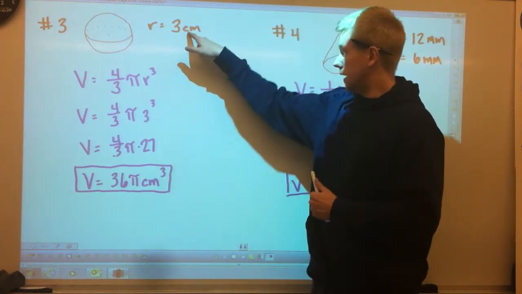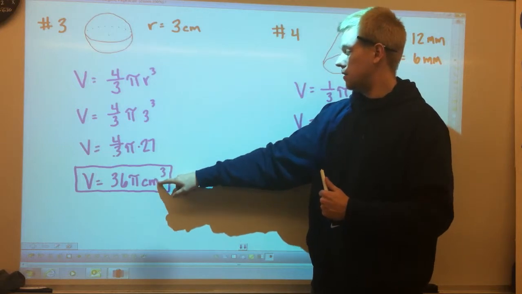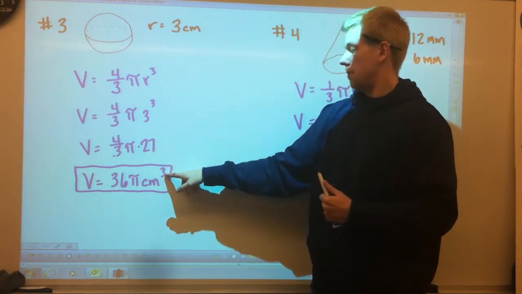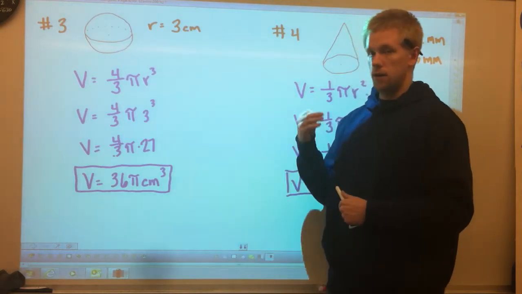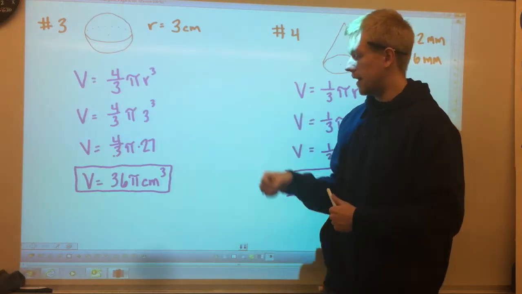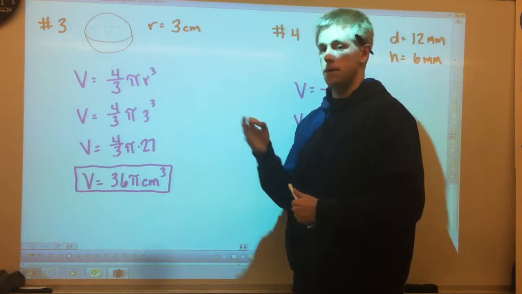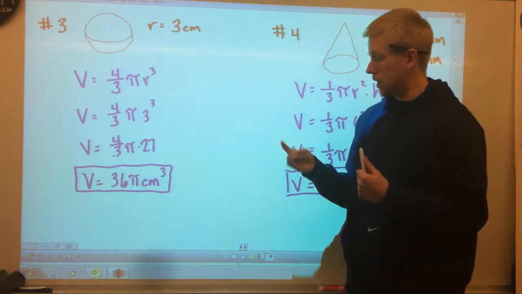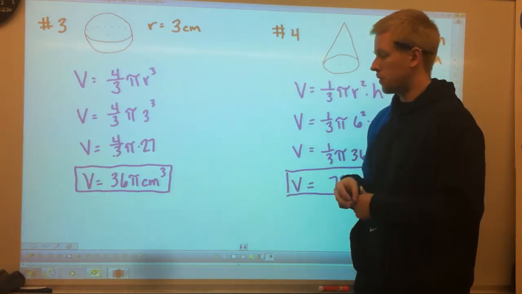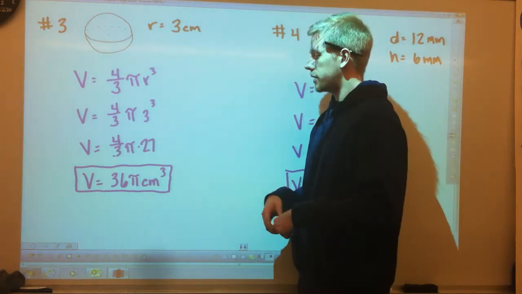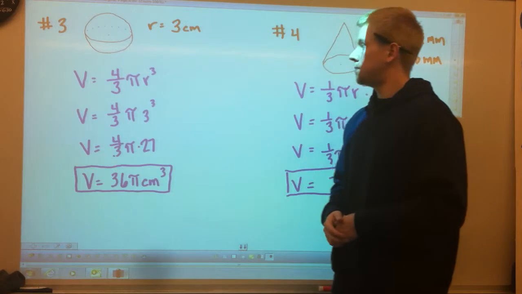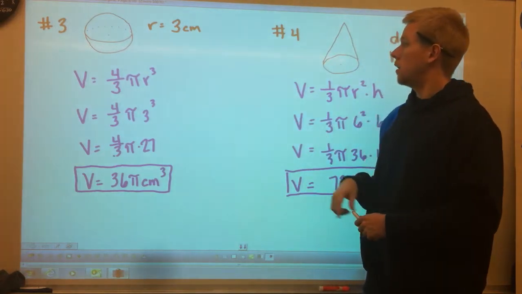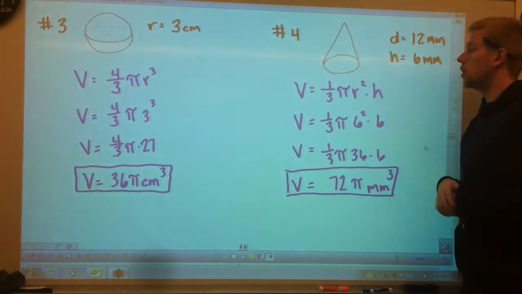And then I was given centimeters, so I need my units labeled here. And again, I'm finding volume, so my exponent should be 3 because I'm finding the whole volume inside that object. So it's going to be to the 3rd dimension. That's a 3-dimensional object. Your exponent should always be 3. If it was a 2-dimensional object, your exponent would be 2. So volume is equal to 36 pi cubic centimeters. That is the volume of that particular sphere. All right, number 4, we got a cone.